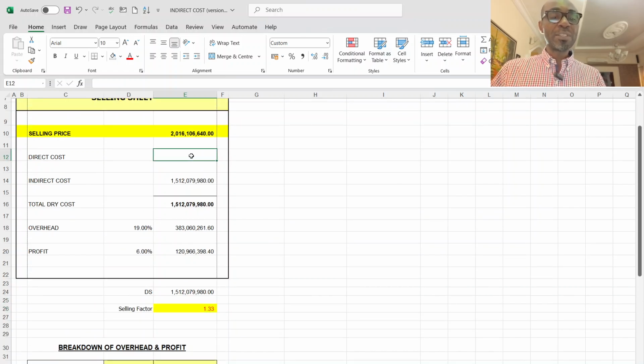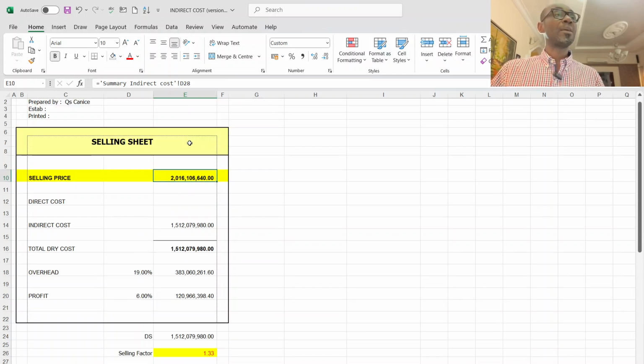Then by the time you finish the direct cost and the indirect cost, this will be your selling. This will be the figure that will appear in your letter of offer, that this is what I'm offering to do this job for.